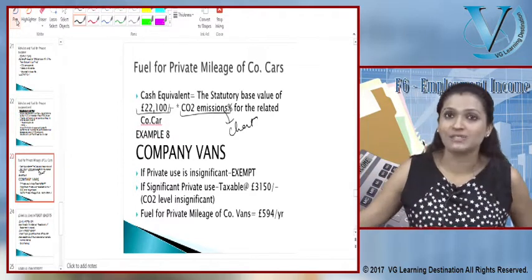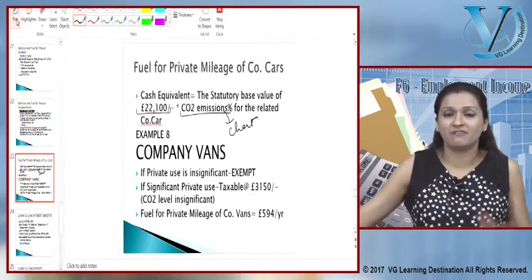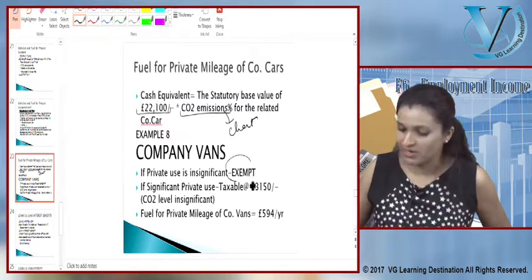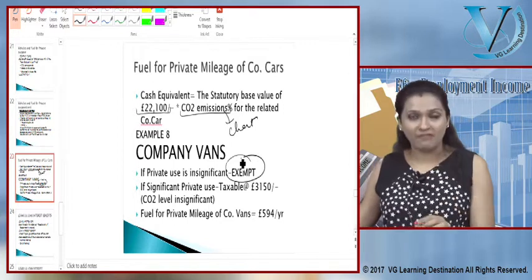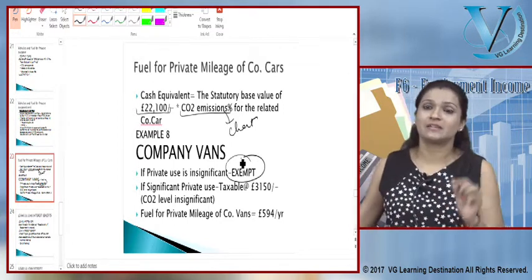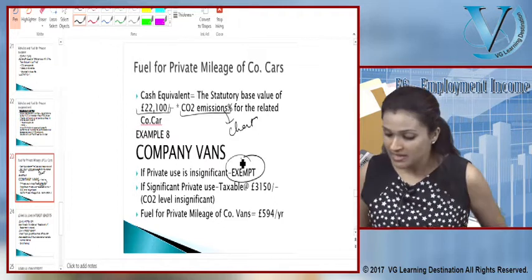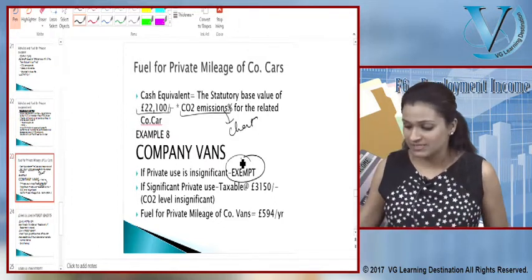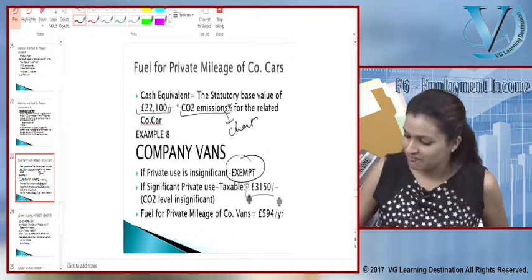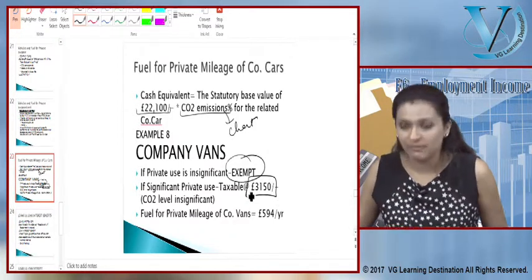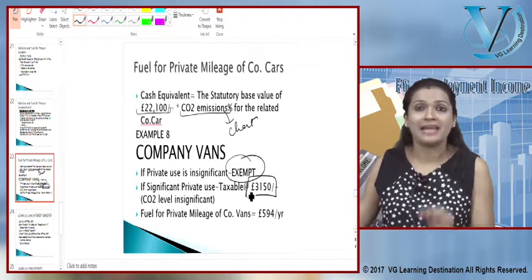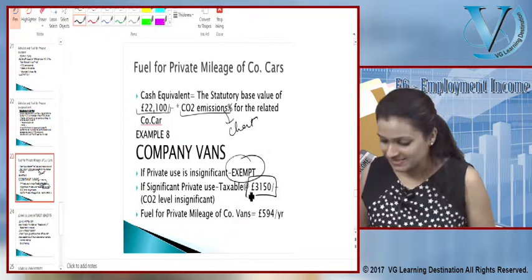If the private use is insignificant, definitely you're going to be exempt for this insignificant use of the company van. However, if the private use is significant, you definitely have to pay a certain amount of tax on it, which is what? If the significant private use is there, that is going to get taxed at the threshold level of 3150 pounds. Now remember, your CO2 levels are insignificant here. Why? Because it's not a car, it's a company van in this scenario.